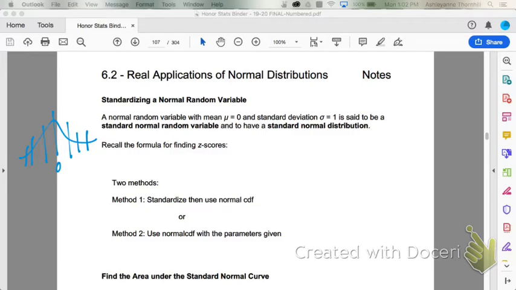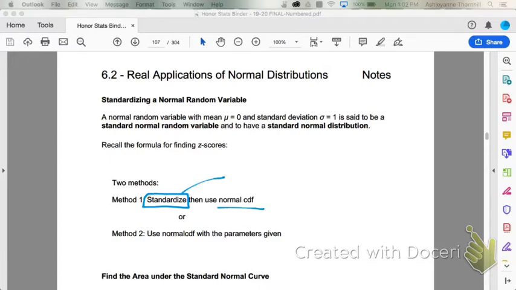In 6.2, we're still talking about normal distributions, but we're not looking at the standard normal. We're looking at other sets of data that have their own mean and standard deviation. So there's 2 ways to solve these kinds of questions. The first way is to standardize them, basically make them normal, find their z-score, then do normal CDF.